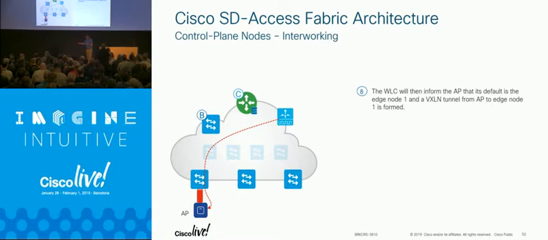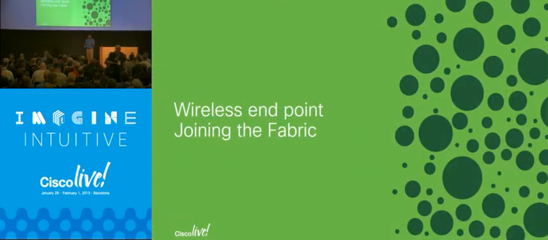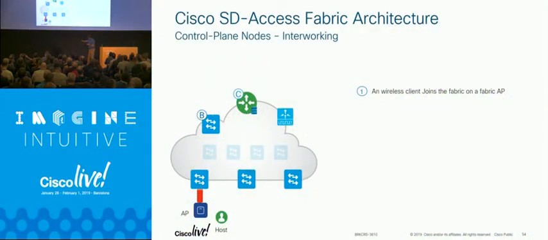Okay? Now let's look at how a wireless endpoint works in the fabric. So we looked at wired, then we looked at the access point, which is very unique, because for an access point, we ask the WLC where it is located to create the tunnel between the access point and the edge node. Now a wireless endpoint. So a wireless client joins the AP.